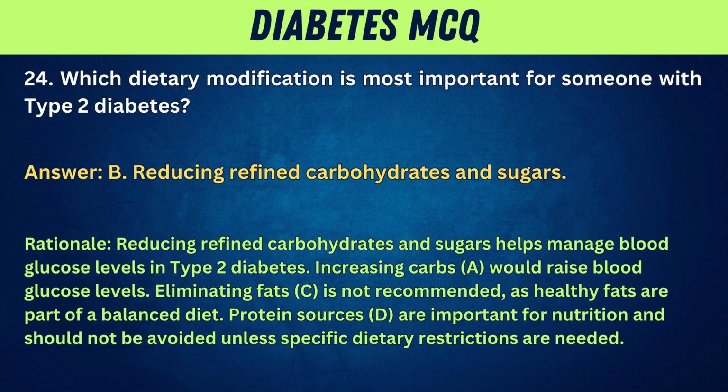Rationale: reducing refined carbohydrates and sugars helps manage blood glucose levels in type 2 diabetes. Increasing carbs, A, would raise blood glucose levels. Eliminating fats, C, is not recommended, as healthy fats are part of a balanced diet. Protein sources, D, are important for nutrition and should not be avoided unless specific dietary restrictions are needed.